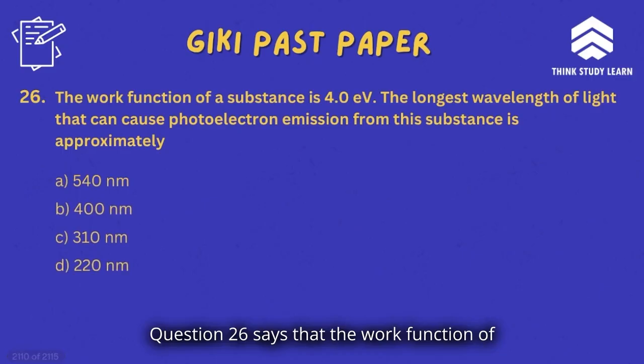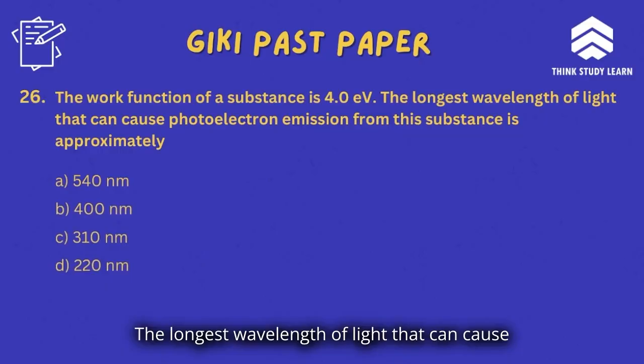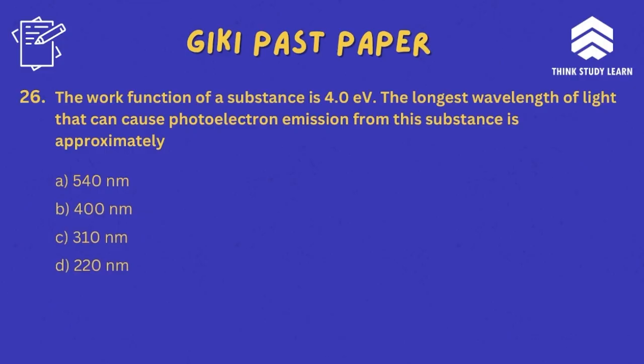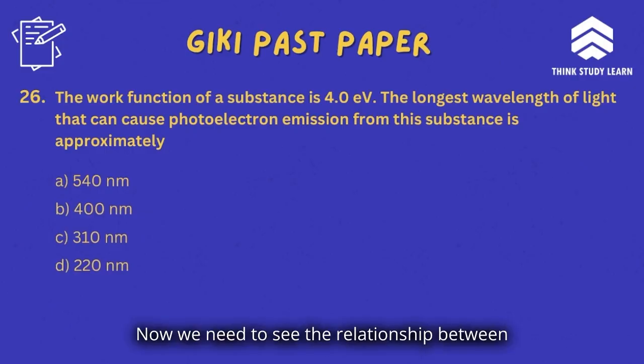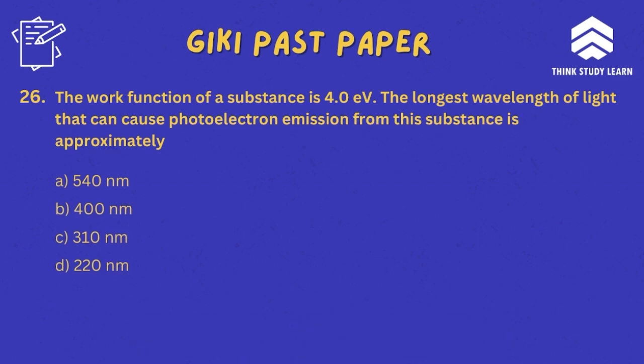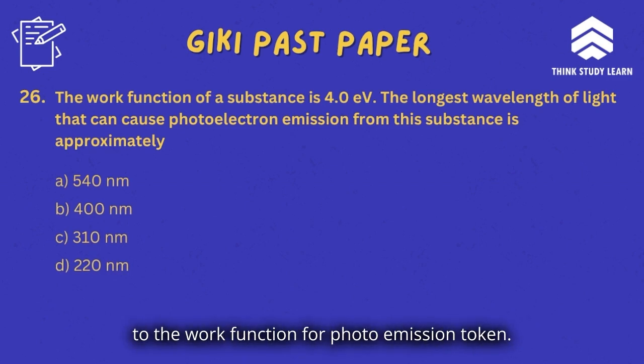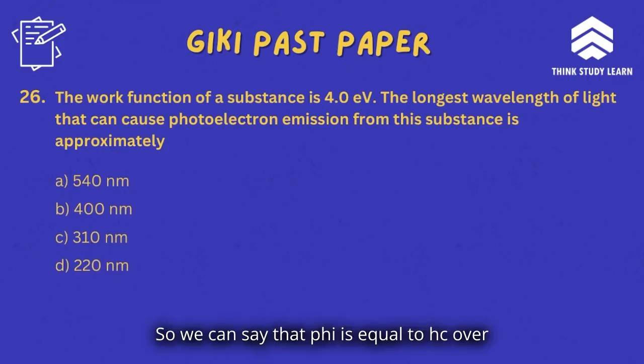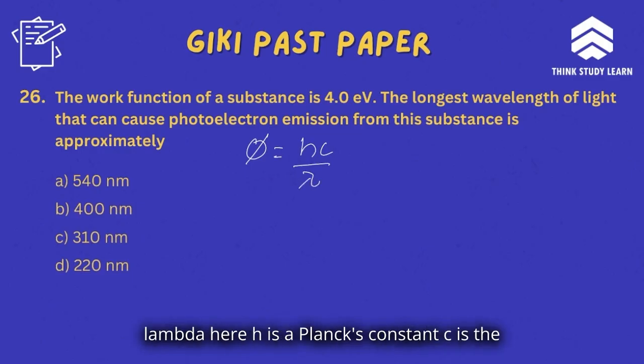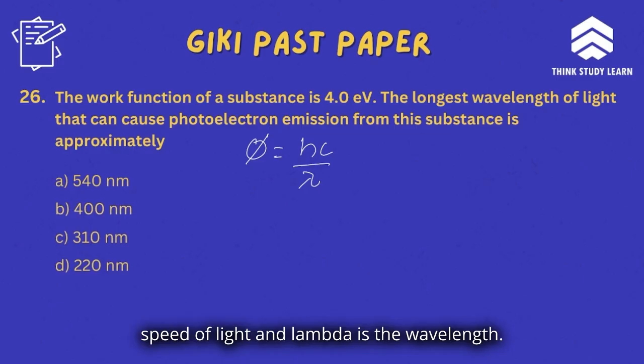Question 26 says that the work function of a substance is 4 electron volt. The longest wavelength of light that can cause photoelectron emission from the substance is approximately. Now we need to see the relationship between the work function and energy of the photon. The energy of the photon must be equal to or greater than the work function for photoemission to occur. So we can say that phi is equal to hc over lambda. Here h is the Planck's constant, c is the speed of light, and lambda is the wavelength.